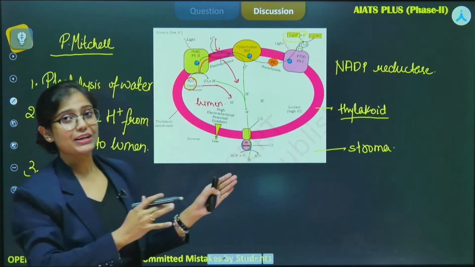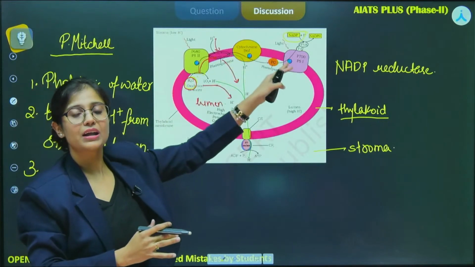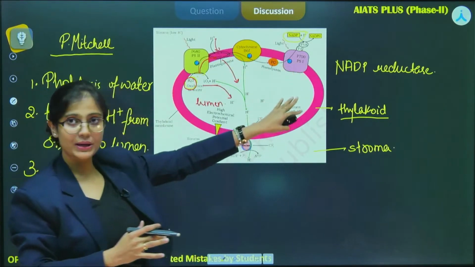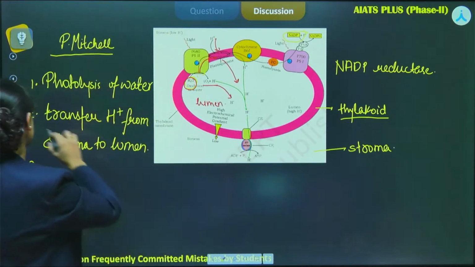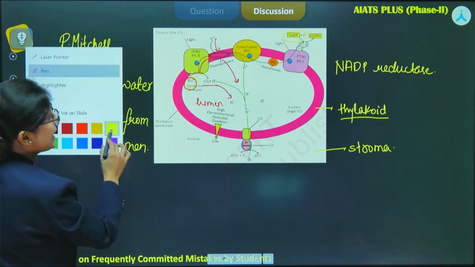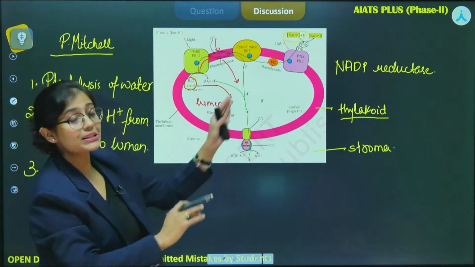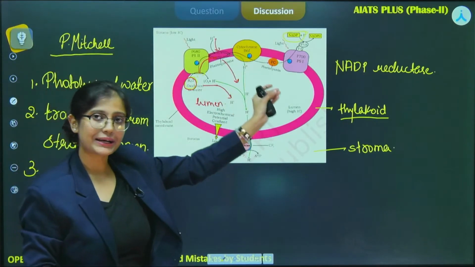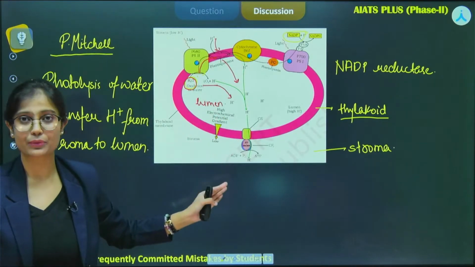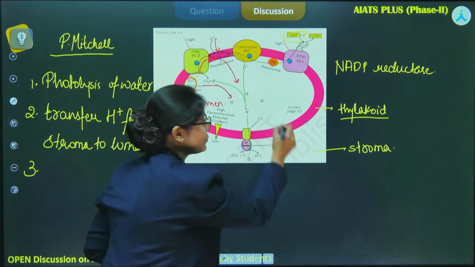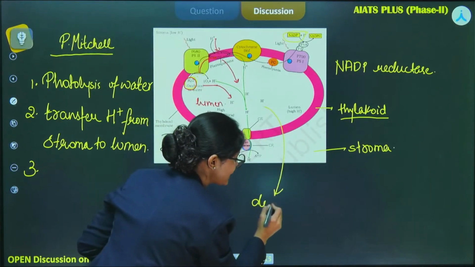So what it is actually doing, it is decreasing the number of protons in the stroma side, due to which a gradient is formed in which we can see that the number of protons in the stroma region is quite less as compared to the protons which are found in the luminal region, which will lead to further decrease in pH.